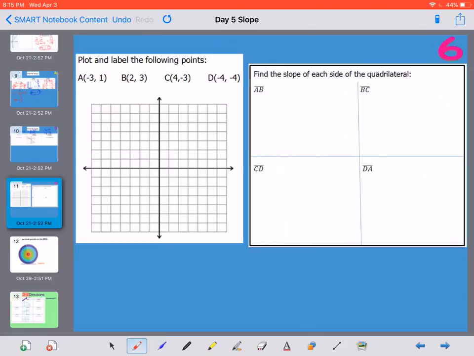Last problem, we are going to plot and label the following points. So A is at negative 3, 1. So I'm going to go over negative 3 on my x-axis. So 1, 2, 3, and up 1. Put a point there. That is A. B is 2, 3. So over 2 to the positive, up 3 positive. That's going to be B.